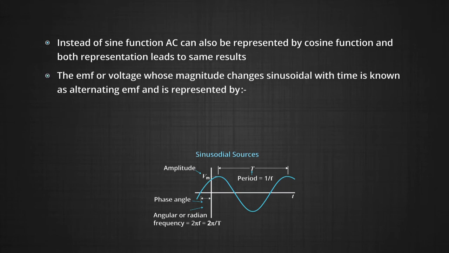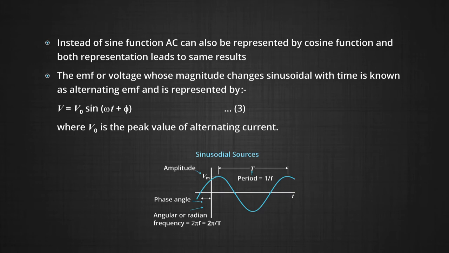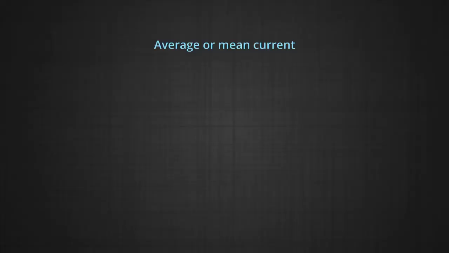The EMF or voltage whose magnitude changes with time is known as alternating EMF, which is given as V = V naught sin(omega t + phi), where V naught is the peak value of alternating voltage. Now we can go ahead to how to calculate average or mean current.